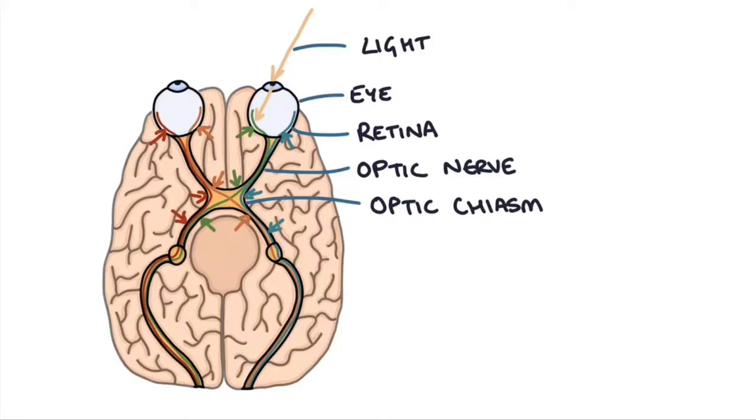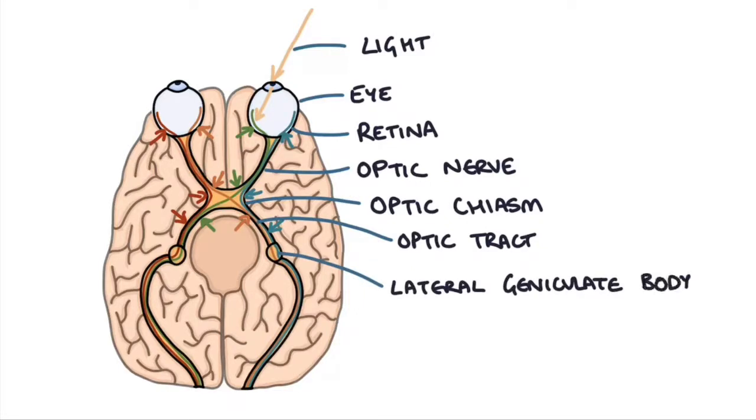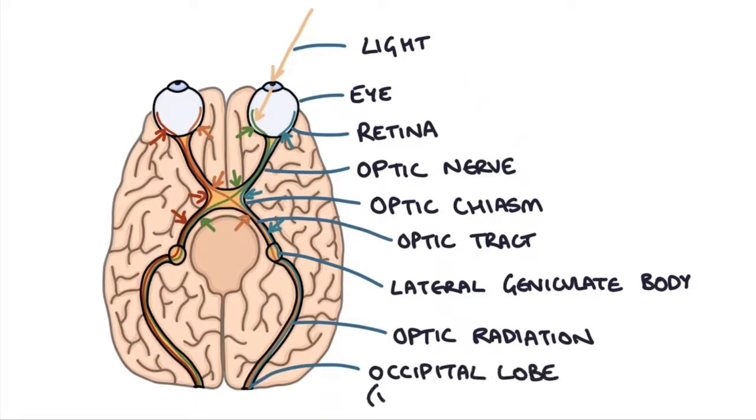These signals then enter into the optic tract, then into the lateral geniculate body. Then the visual impulses travel through the optic radiations and into the occipital lobe and visual cortex at the back of the brain, where the signal is processed.